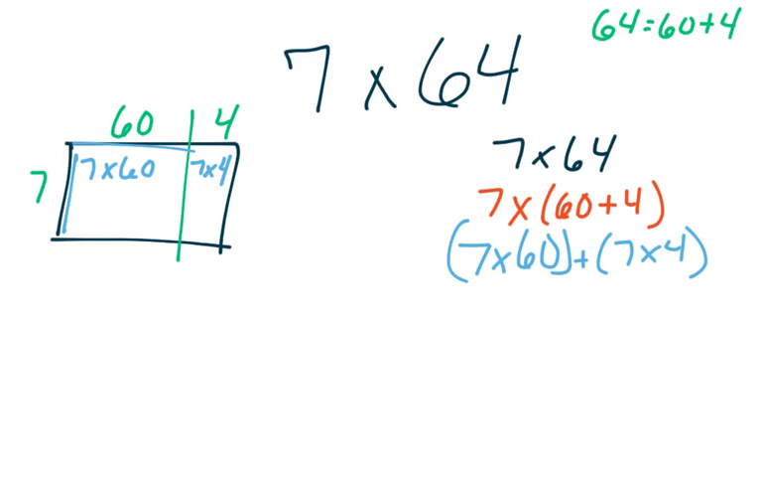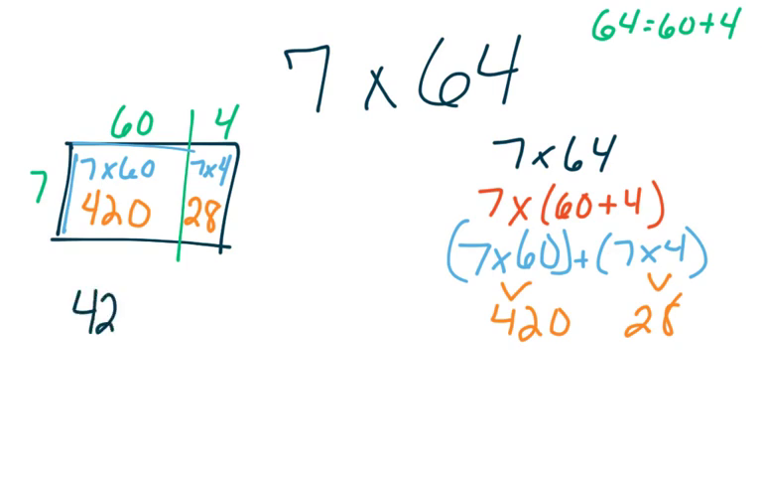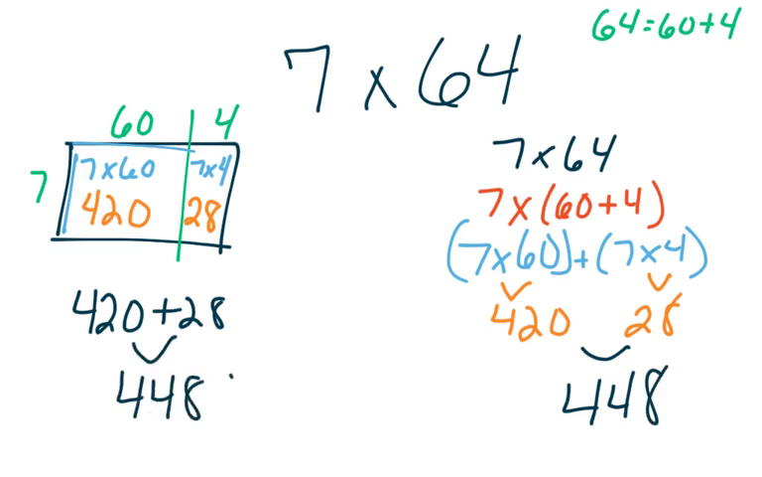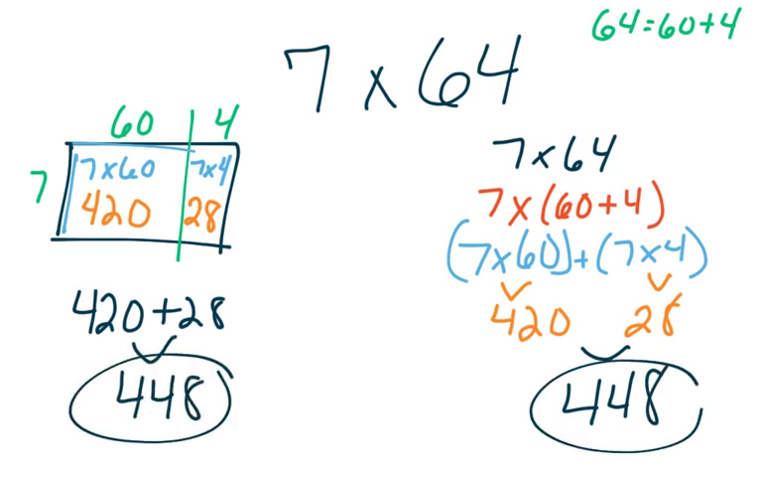I'm going to solve those problems, 420 and 28. My last step is to add my partial products, 420 plus 28, I get 448. And that is the product for this problem.